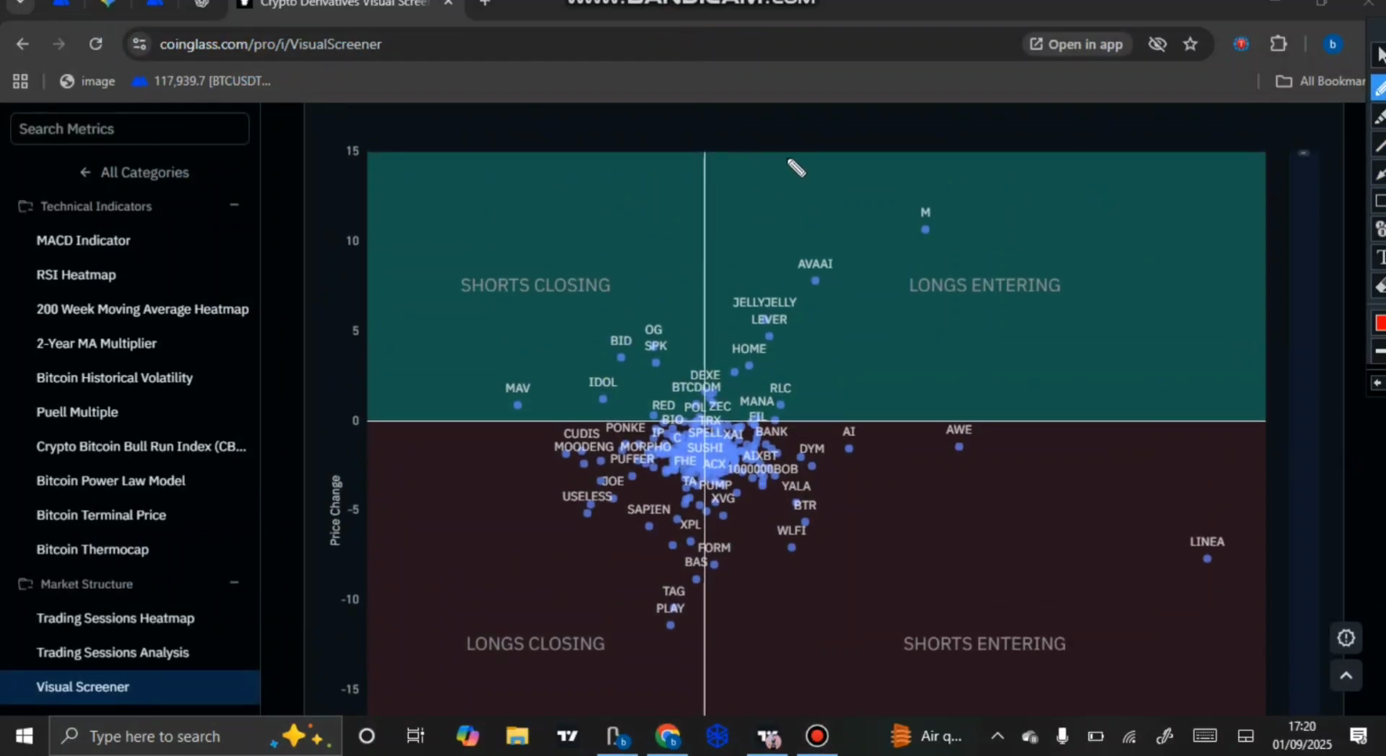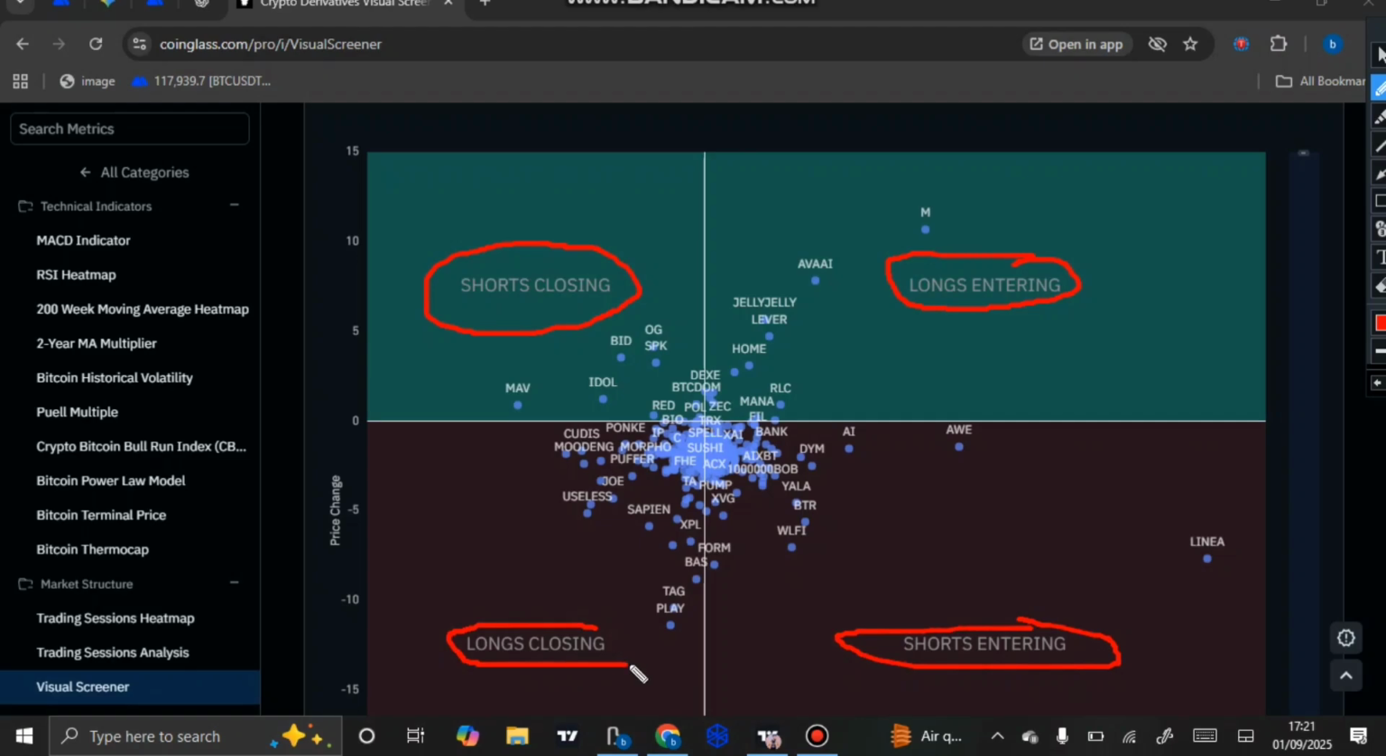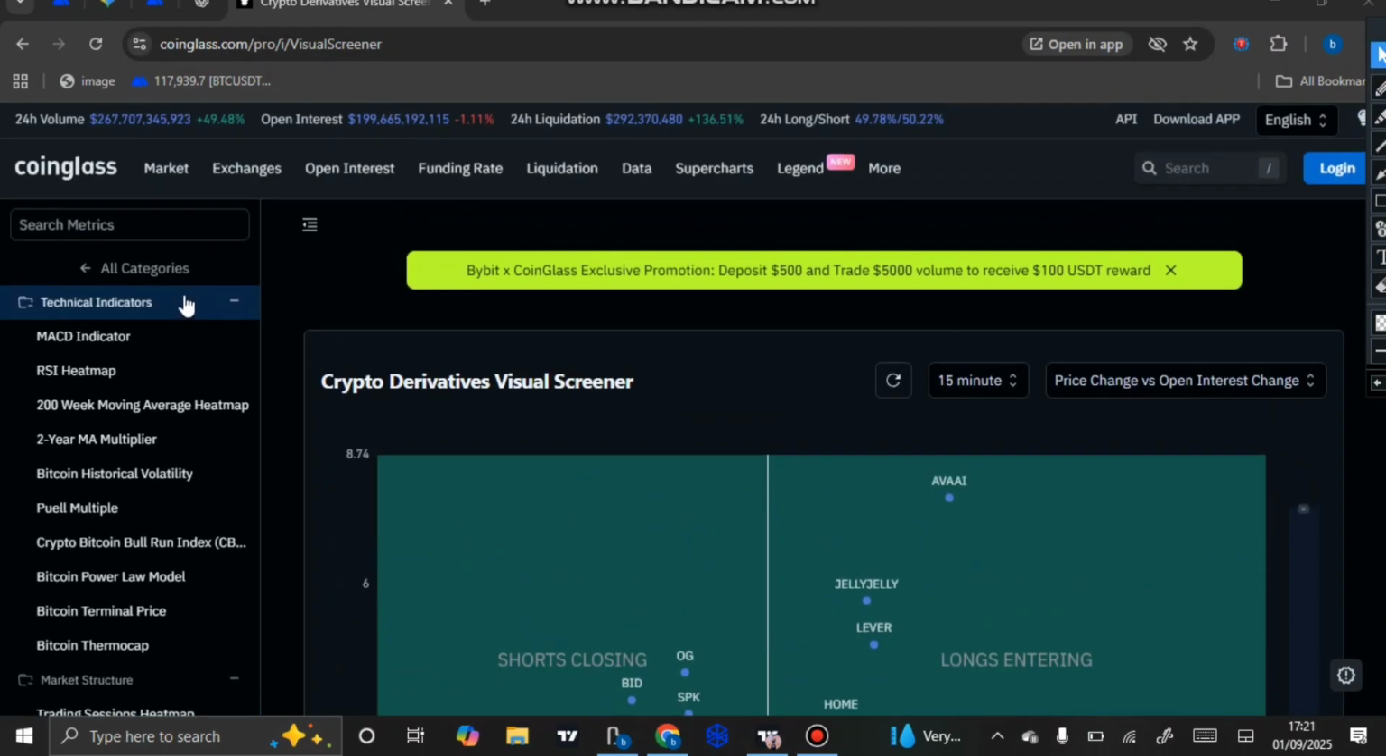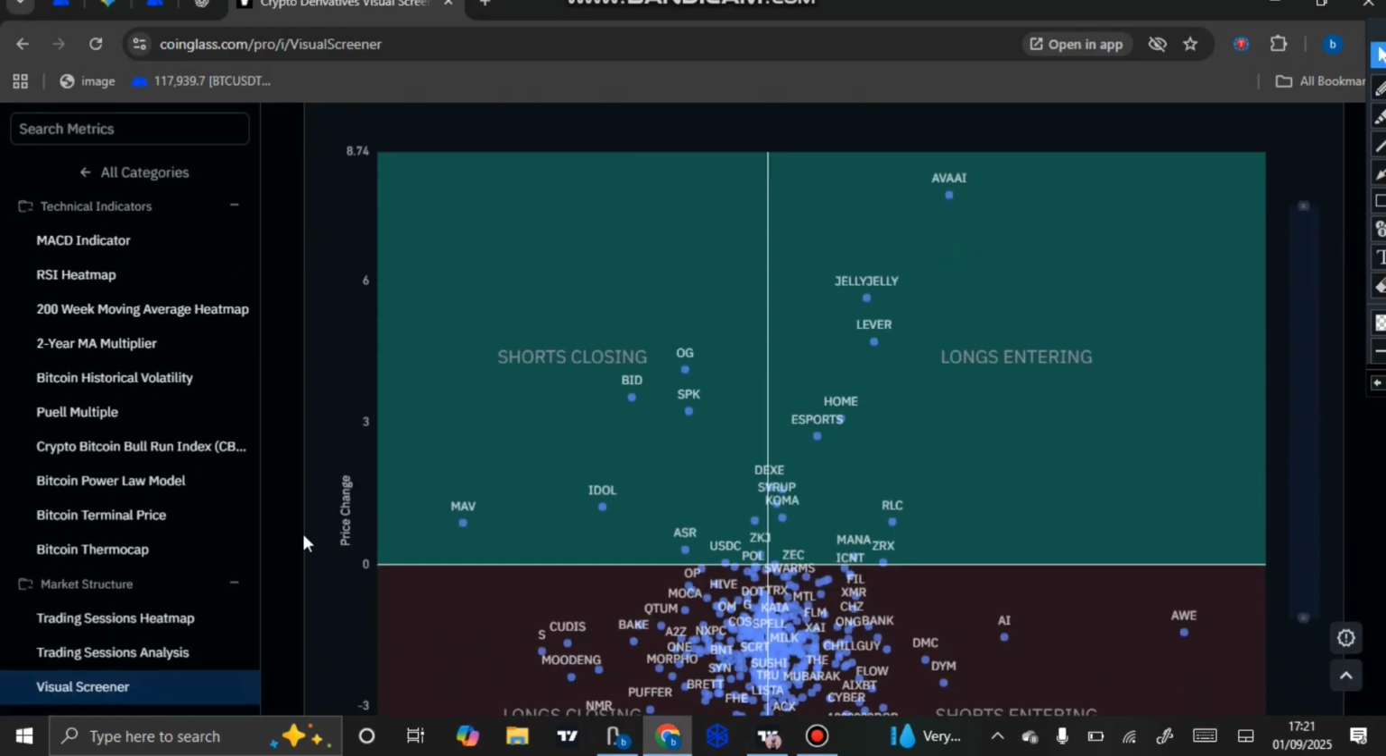Look here in front of you, this is the long short map and today I will explain to you how to fully use it and the strategy behind it. It's also very accurate for futures scalping. On the top side you can see short closing and on the right side long entries. The website name is CoinGlass.